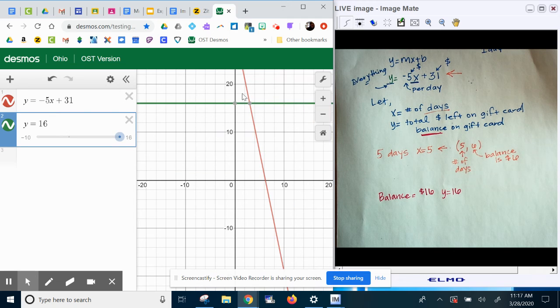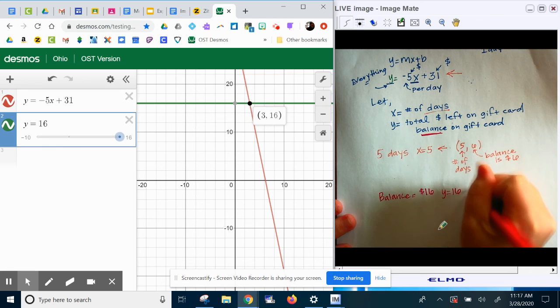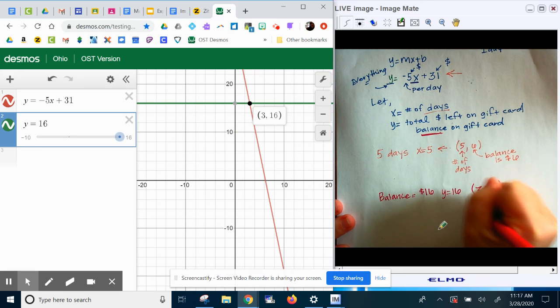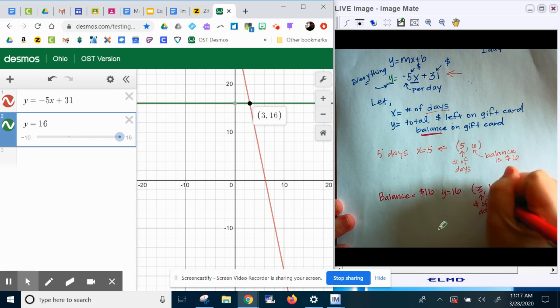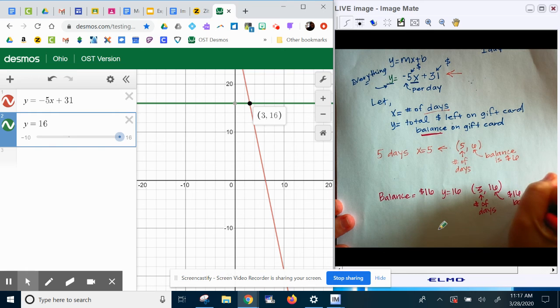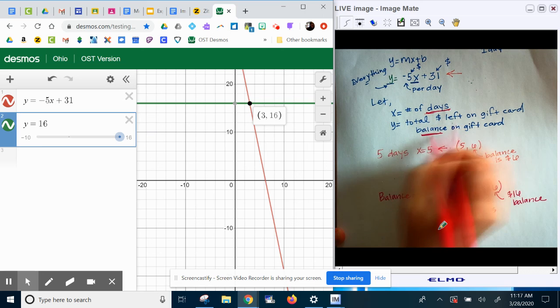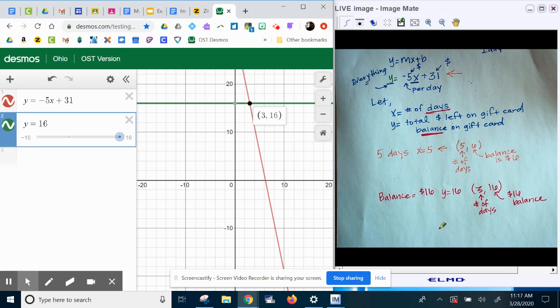And if I zoom out, I could find where they cross. So they cross at 3, 16. So I know 3 is my number of days, and 16 is my balance, $16 balance. And I just know that because I went back and I looked at what my x stands for and what my y stands for.